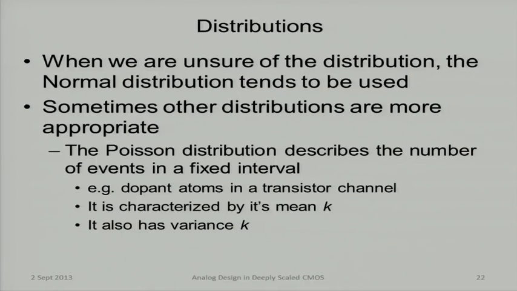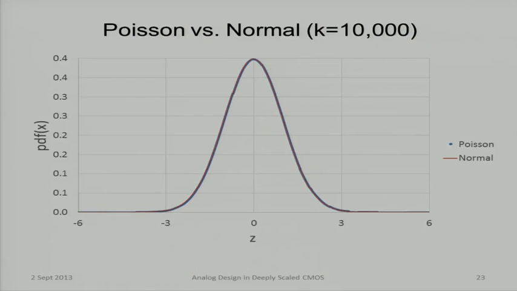And I'm going to talk at somewhat more length, in particular on the Poisson distribution, because sometimes that's appropriate. For example, Poisson talks about the number of events in an interval. And this could be the number of dopant atoms in a channel. It could be the number of traps in a channel, in which case you're talking relatively small numbers. And a Poisson distribution is characterized by K, the average number of events. Well, how does that compare to normal? Well, if K is 10,000, kind of a big number, it actually compares pretty well. And you can see Poisson and the normal line up quite nicely.